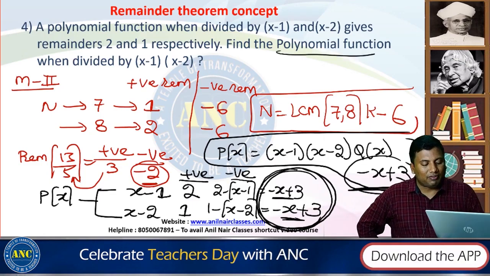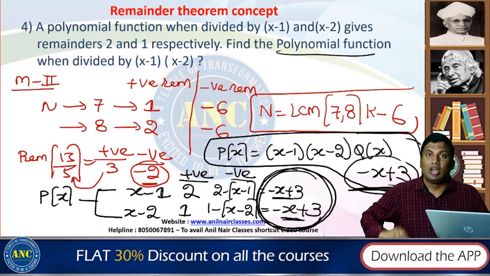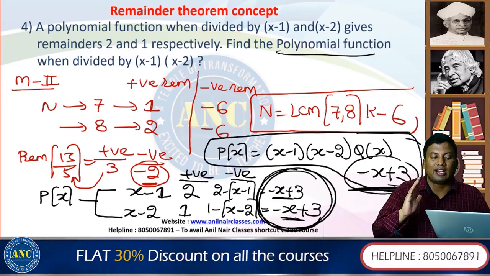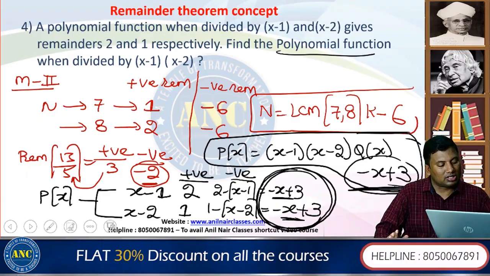So answer for this question, if the remainder is asked, it is minus x plus 3. If the polynomial function is asked, whatever I wrote in the box, that will be the polynomial function. I hope the idea is very clear. Remainder theorem, basics to intermediate to advanced level concept.